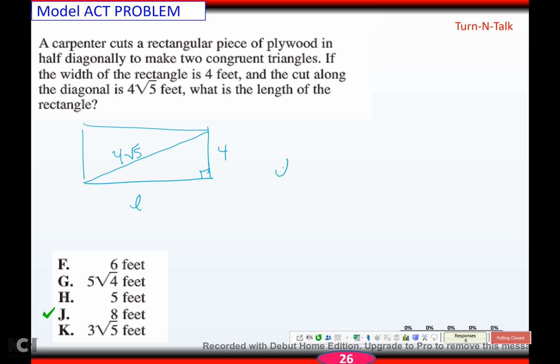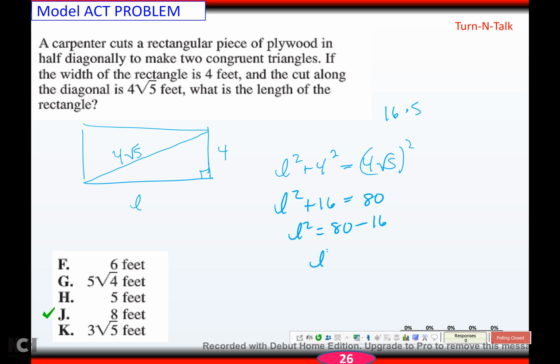Well, it's a right triangle, so leg squared plus the other leg squared has to equal the hypotenuse squared. That gives me leg squared equals, let's not skip that step, plus 16. When I square this, I square the 4 and I get 16. I square the square root of 5 and I get 5, and 16 times 5 is 80. So I have my leg squared equals 80 minus 16, which gives me leg squared equals 64, square root, which gives me that length is 8 feet.